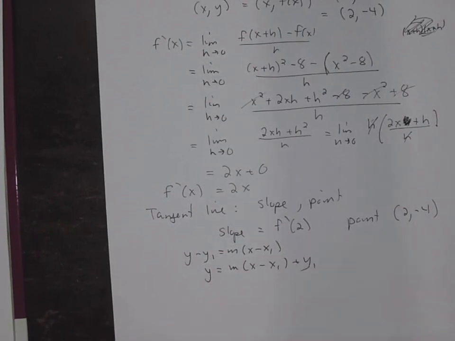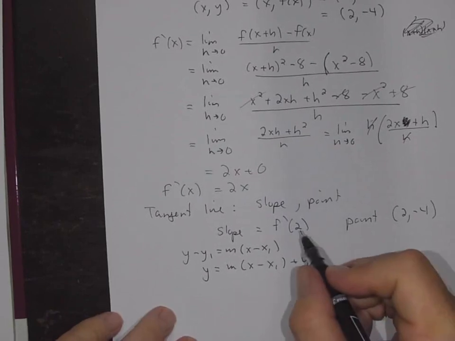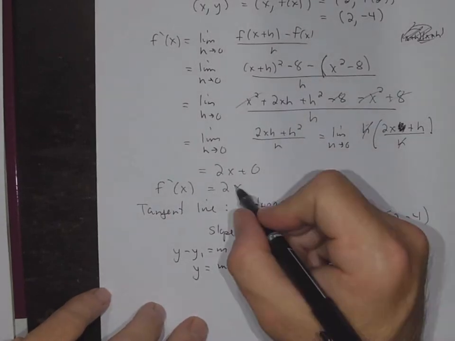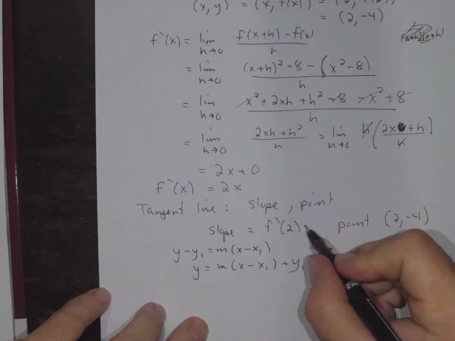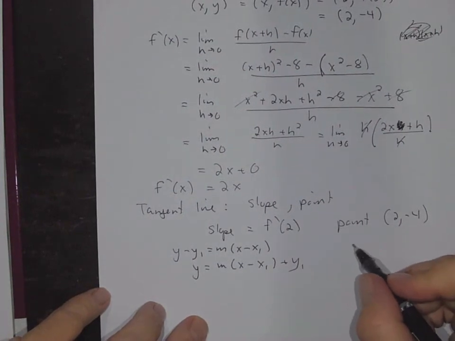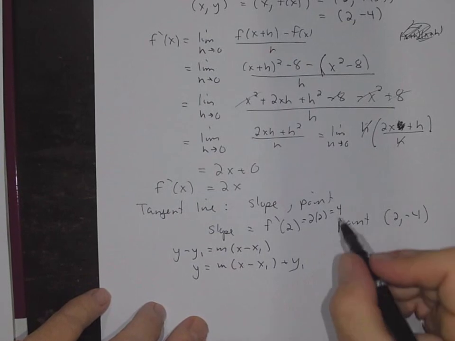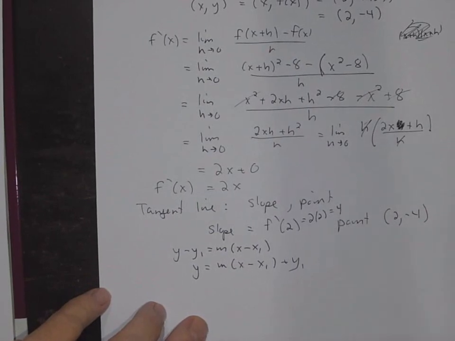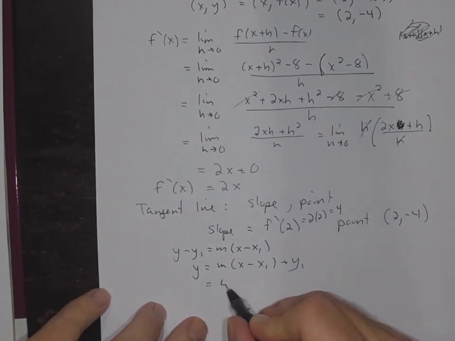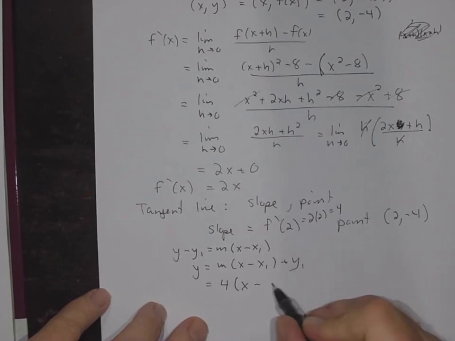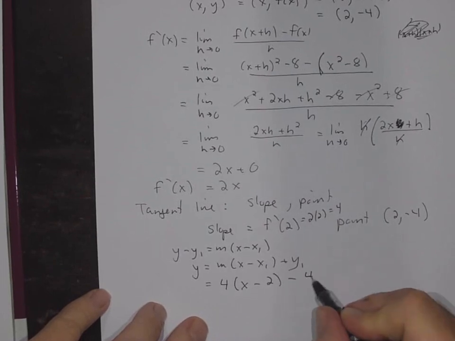Just write it this way, and then I'm going to pop that point, the slope, in there. So f prime of 2. Well, f prime of 2 is plugging 2 into this equation. So f prime of 2 is going to be 2 times 2, which is equal to 4. Sorry for the messiness. So that's f prime of 2, which is 4. And I have this point, so this is going to be 4 times x minus 2 minus that 4.